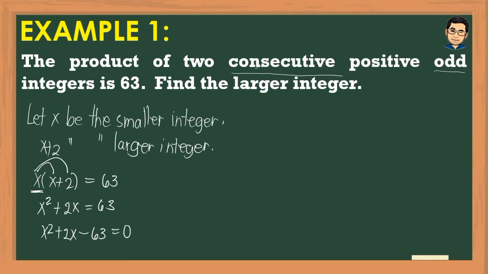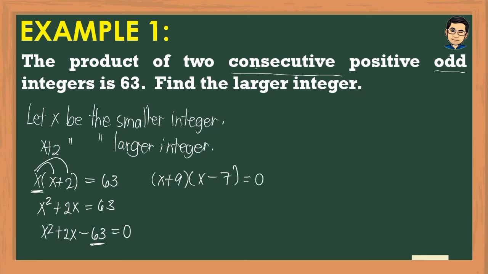Now, we have to factor x squared plus 2x minus 63. So using factoring method na lang. What are the factors of negative 63 that when added will give a sum of 2, the coefficient of the middle term? So yung factors po niya are 9 and negative 7. So pwede po nating isulat as x plus 9 times x minus 7 is equal to 0.